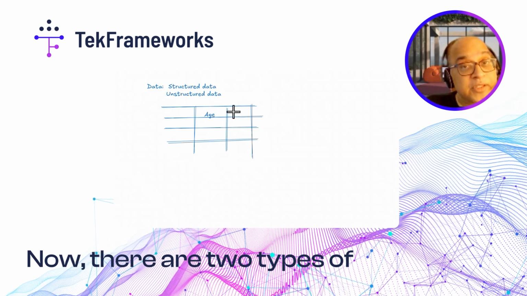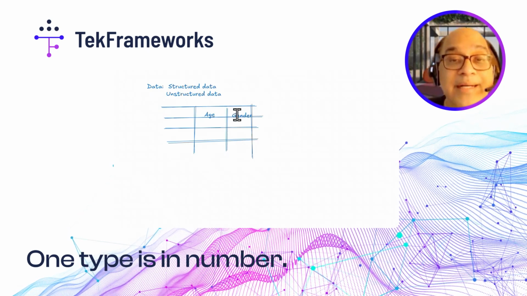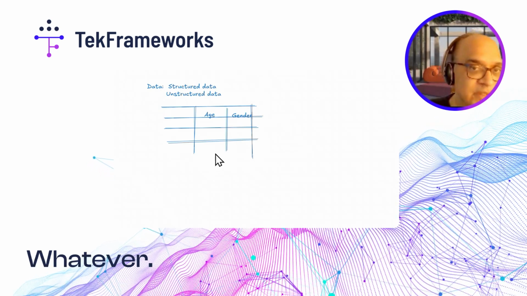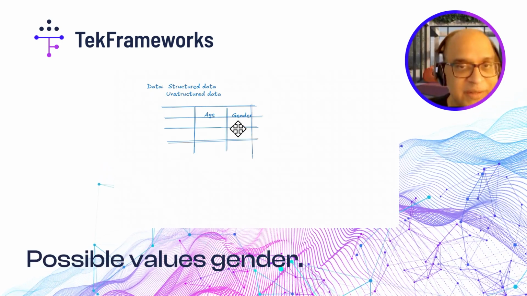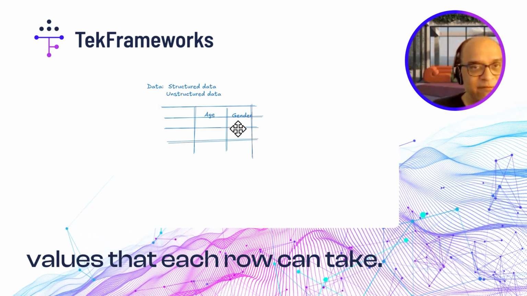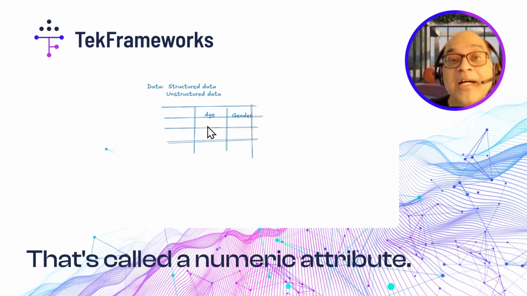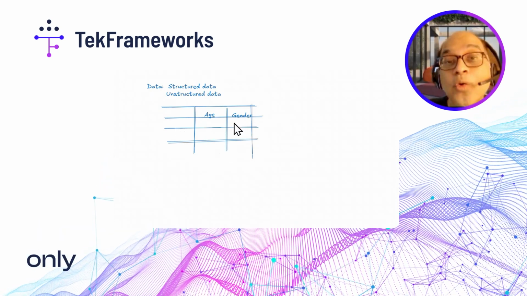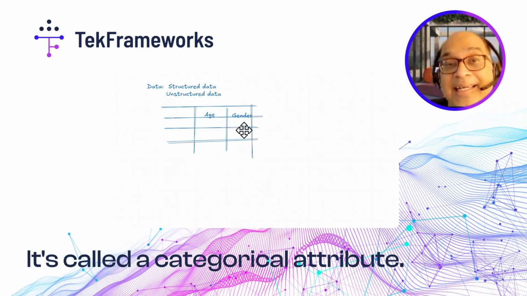Now, there are two types of data within structured data. One type is a number. Age, for example, 38, 24, 46, whatever. Another type of data is a certain set of possible values: gender, male, female, undefined. So there is a limited set of values that each row can take. When a row can take any value, that's called a numeric attribute. So age here is a numeric attribute. But where a row can take only from a set of possible values, it's called a categorical attribute.